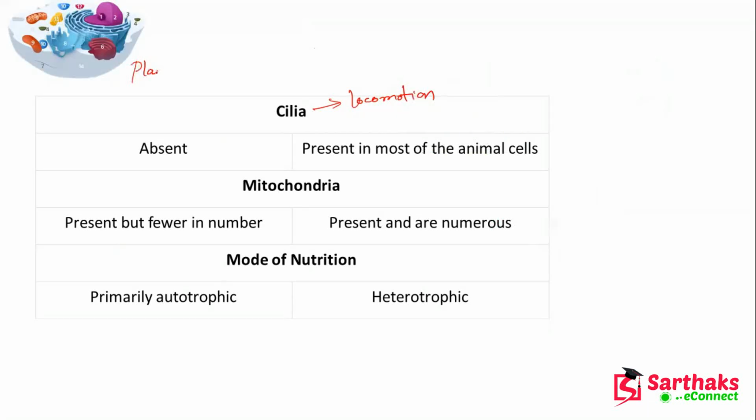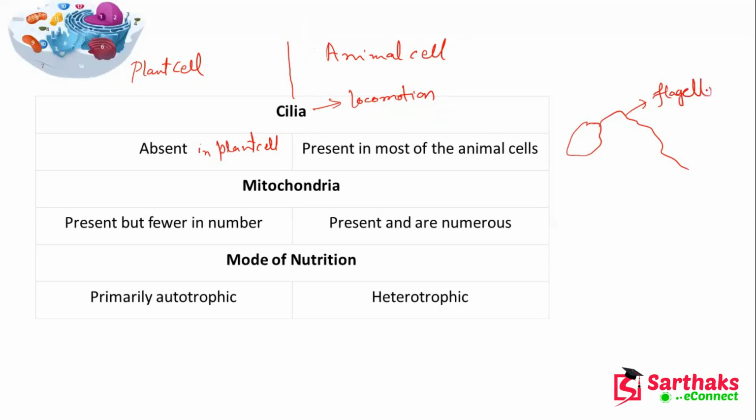Here, this is the plant cell, and this is the animal cell. And cilia, this is the part which helps for locomotion, and it is absent in plant cell but it is present in the animal cell. Like you have seen in this cell, you have this type of cilia, and it can have flagella also.